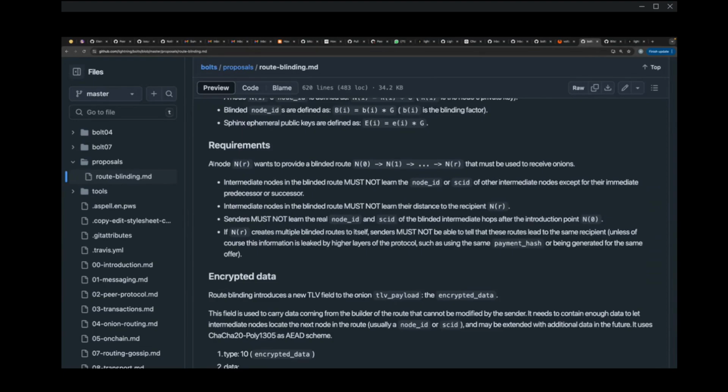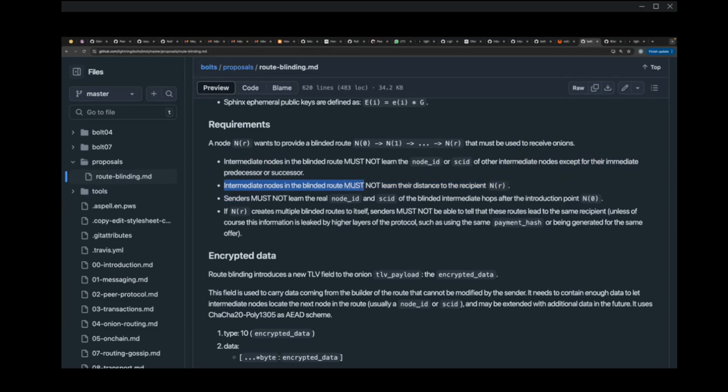So as you can see, the requirement of route blinding is that intermediate nodes in the blinded route must not learn the node ID or the SCID, the short channel ID, of other intermediate nodes, except for their immediate predecessor or successor. So every node inside the route wouldn't know the initiating node ID or the final receiving endpoint. It would just know where this onion came from and where it is supposed to send it to.